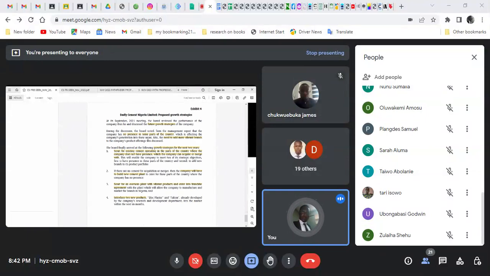So lastly, on the exhibit 4, before we close, we have the proposed growth strategies.